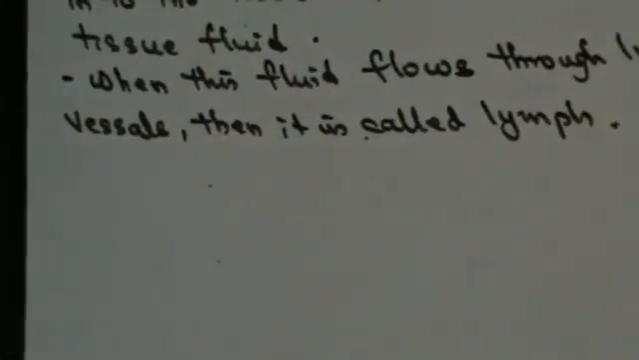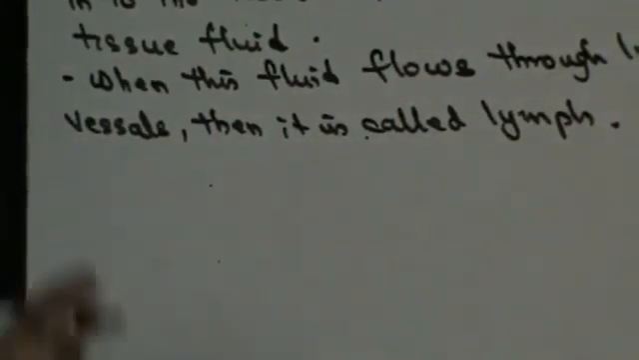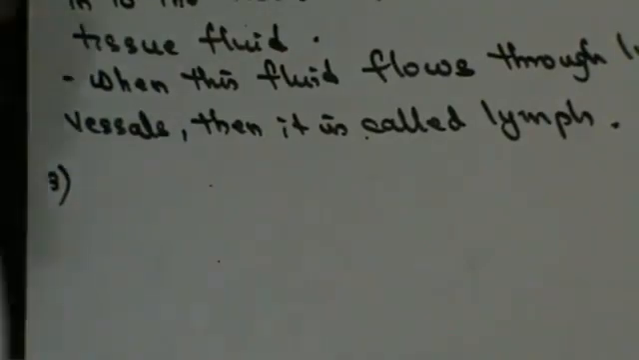So what about RBCs? They're not in lymph? No, there are no RBCs either, right? They are made up of only leukocytes.